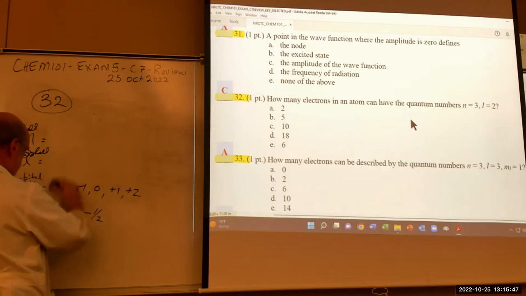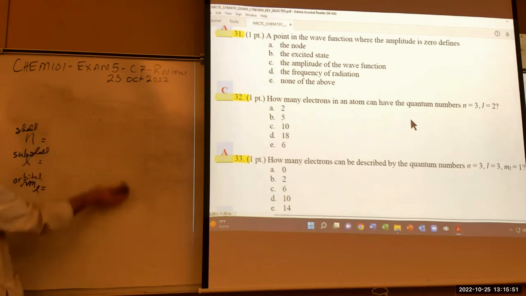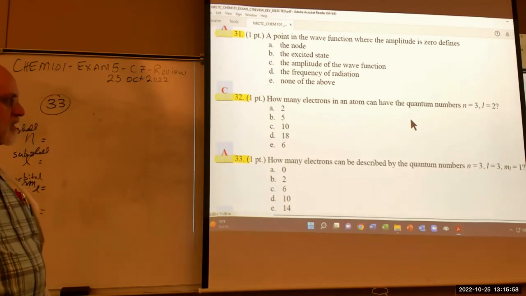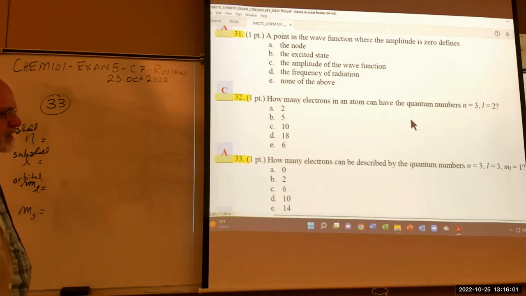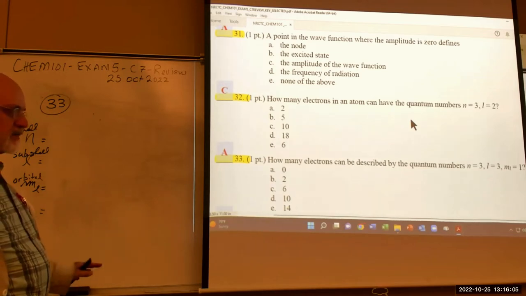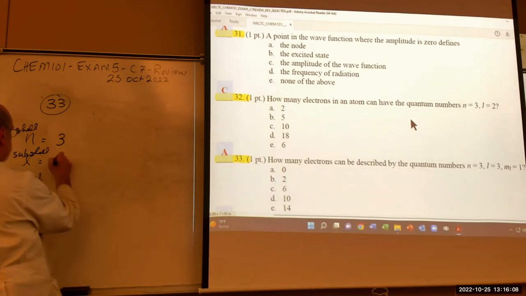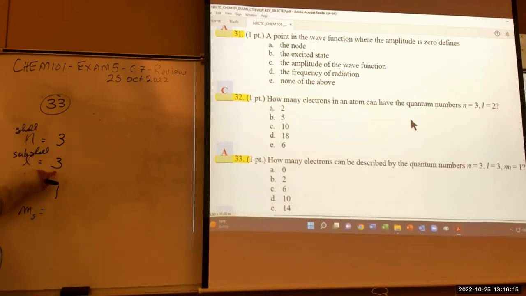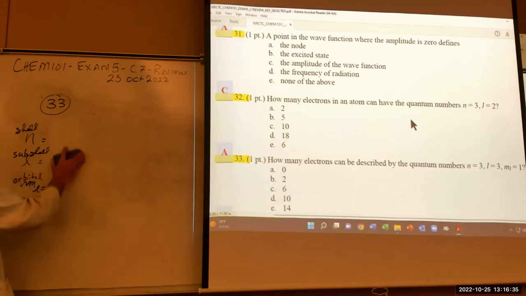All right, let's see. Those there. And go to 33. How many electrons can be described by the quantum numbers N equals 3, L equals 3? Is that possible? N equals 3, L equals 3, M sub L equals 1. How many electrons? Look, that's not possible. It's too big. The biggest it can be is 2, right? So no electrons can have that number. That's why the answer is 0. Okay, another trick question, just to see if you're paying attention.